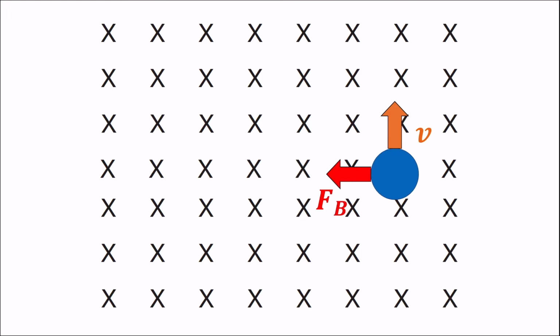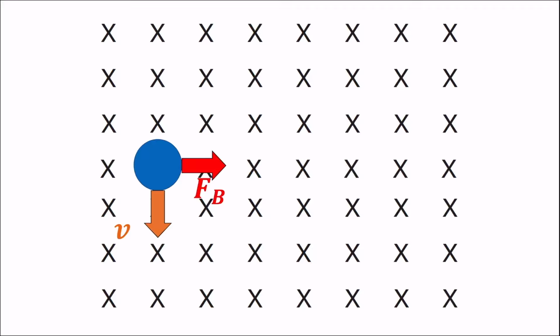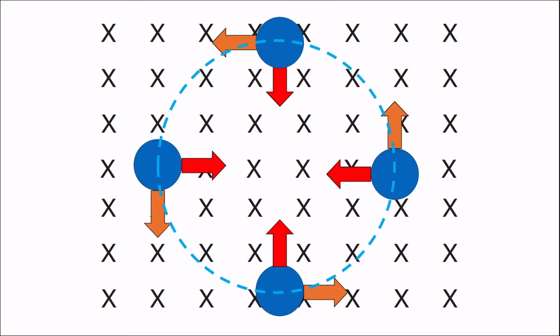So if we look at a positive charge moving up in a field directed into the page, as it goes up, the force is going to try to turn it to the left until it looks like this. So it's going to try to go to the left, but now by the right-hand rule, the force is down. Now once it's going down, there's going to be a force to the right. So as it goes down, it's going to try to turn to the right. And the result is circular motion.